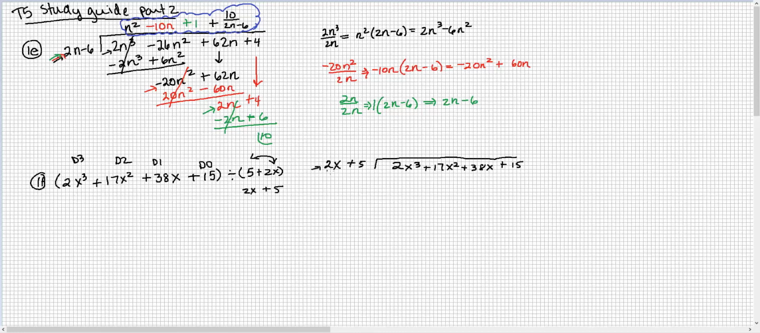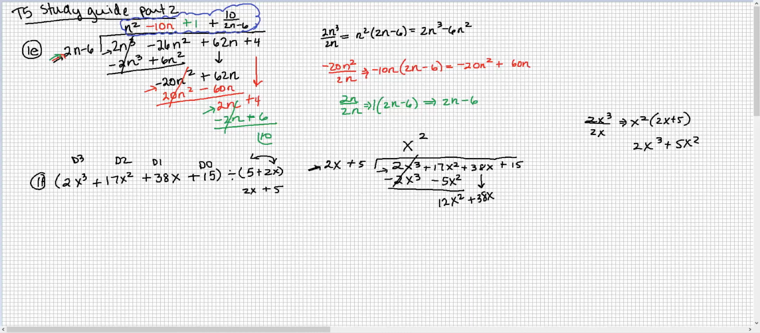Alright, how many times does 2x go into 2x cubed on the side? 2x cubed divided by 2x is x squared. Now we multiply by 2x plus 5. And we get 2x cubed plus 5x squared. We're going to change the signs. So minus 2x cubed minus 5x squared. And once again, if I make a mistake, let me know via email. 17 minus 5 is 12x squared. We bring down the plus 38x.